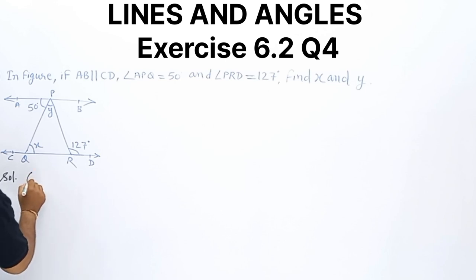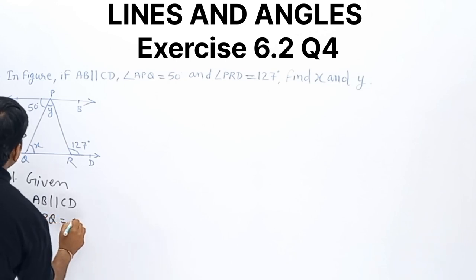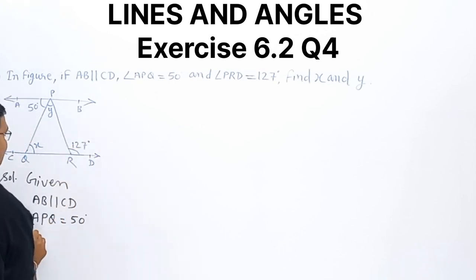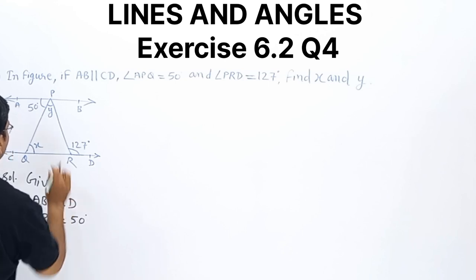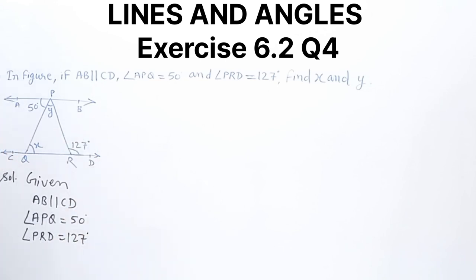What is given in the question? AB is parallel to CD. This is given. Another one, angle APQ is given as 50 degrees. And another thing, angle PRD is 127 degrees. Now we want x and y.